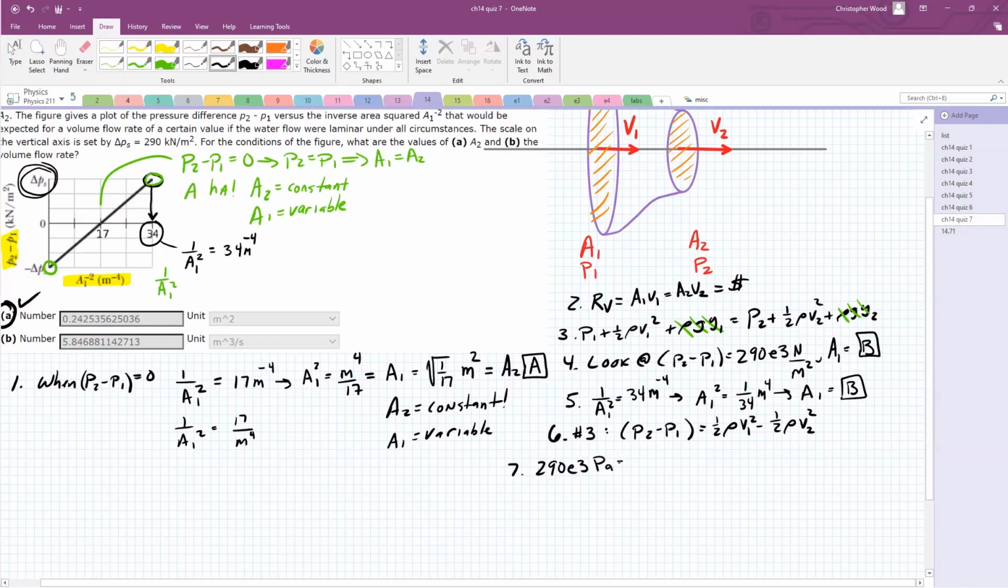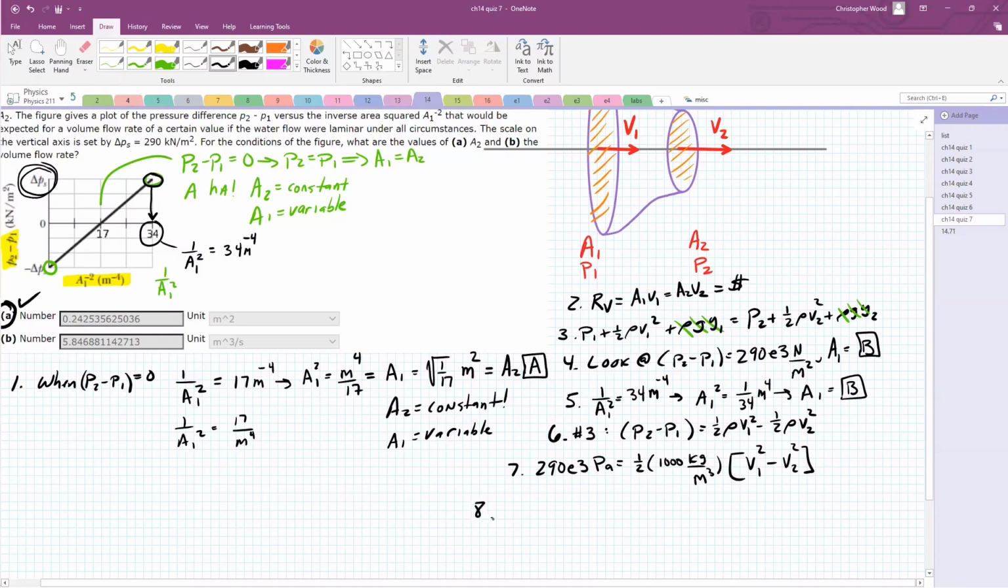Pascal equals, here's the common term, 1/2 times rho, water. So it's 1/2 times 1,000 kilograms per cubic meter. And that's a common term. So we've seen this before. V1 squared minus V2 squared. Okay. So I need one of those volumes to figure out the volume flow rate.